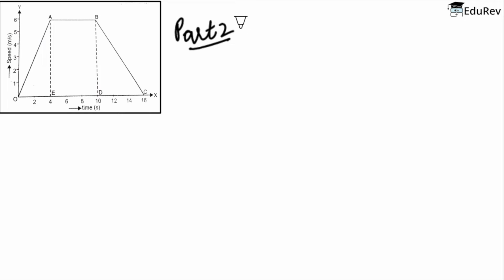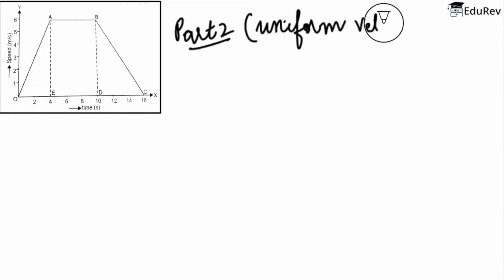So the part 2, if you look closely, it's a horizontal line. So which motion does this represent? Yes, it's representing the uniform motion since the velocity is constant. Uniform, constant velocity.